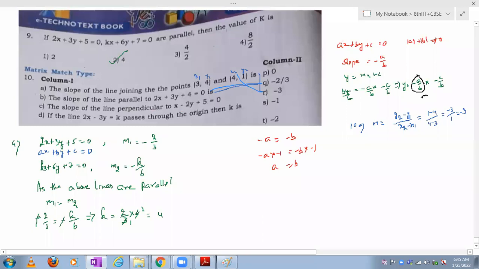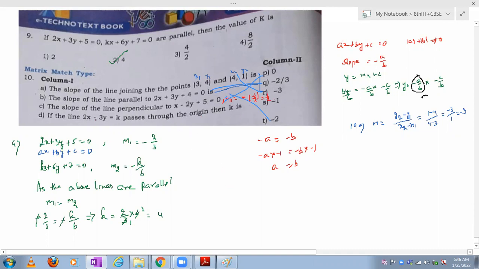Next one, what? The slope of the line perpendicular to. First of all, what is the slope of this line? Slope of this line is 1 by 2. Minus of 1 by minus 2, minus minus plus, so 1 by 2. Right? Now the product of their slopes.